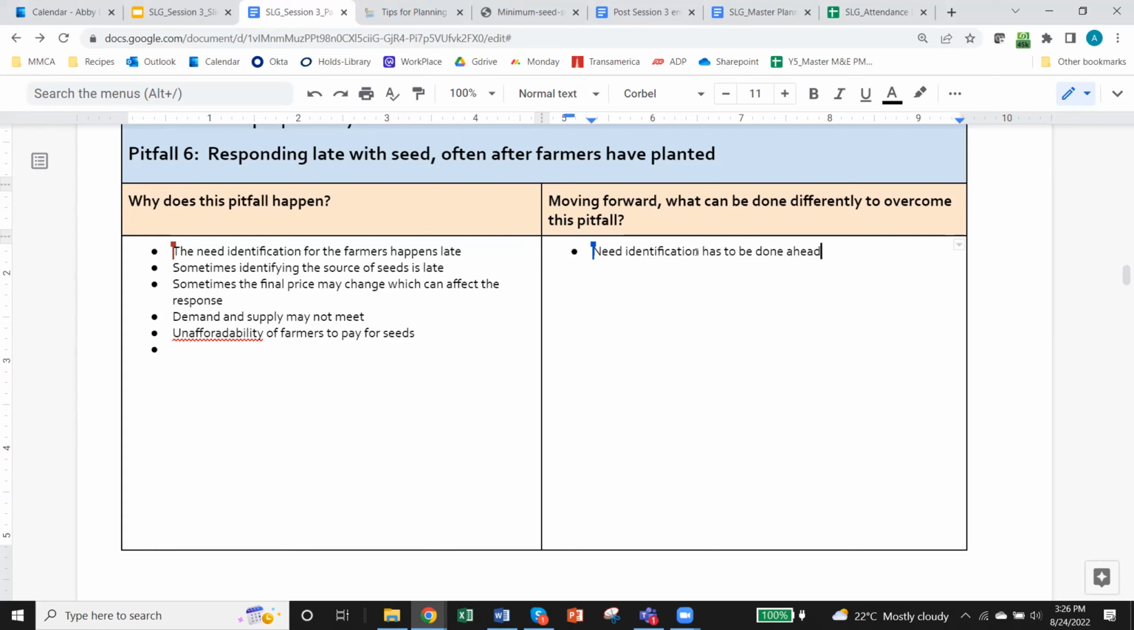To identify appropriate seed sources, it is better to establish peer networking with respective seed suppliers. That is one of the best mechanisms to identify sources of seed with the required varieties.